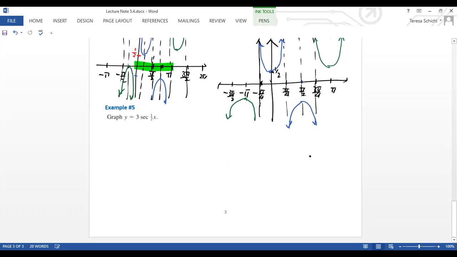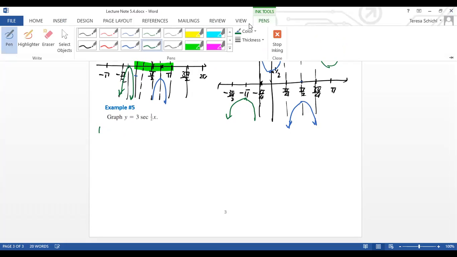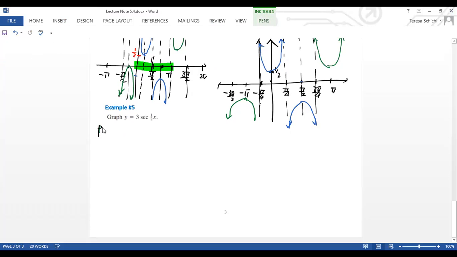All right, so let's take a look at the last one here. This is the secant. All right, so here, this is the secant, no shift. The only thing here we have is 1/2, right? So let's take a look, what is the period for this graph? So the period here is what? It's 2 pi over 1/2. So what is the period here? It's 4 pi here, right?